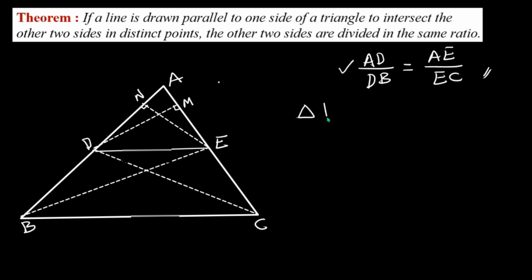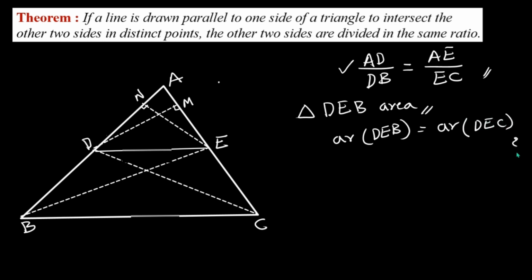Triangle DEB area. Area of a triangle will be denoted with AR. AR DEB means the area of triangle DEB. That is equal to the area of triangle DEC.